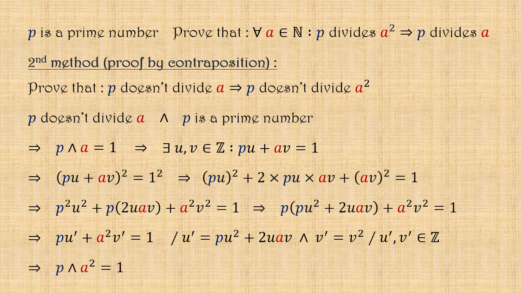Therefore, p and a square are co-prime. So, p doesn't divide the square of a. And this proves our contraposition, which means that our initial implication is true. So, these were two different methods to prove that, for a prime number p, in order to divide the square of a natural number a, p must divide a.